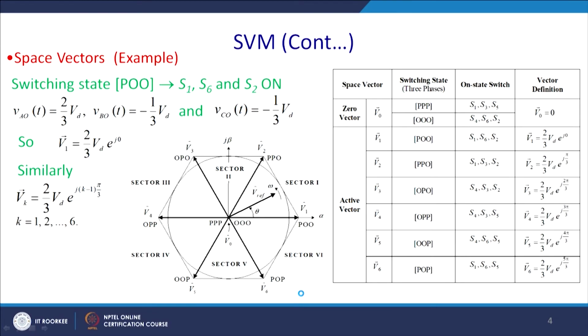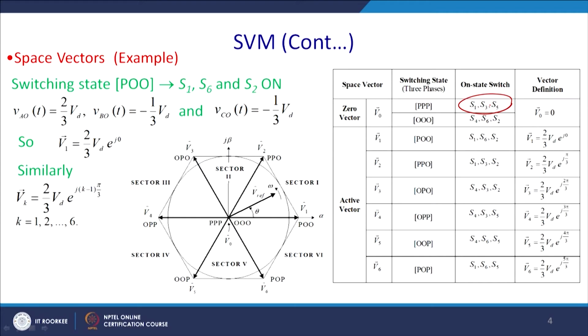Now, you see this. Please recall from our previous classes that the upper 3 switches of legs A, B, C are S1, S3, S5, and that is represented here as all the positive phases on, that is PPP, and ultimately you will get a null vector. And once all the lower switches are on, that means OOO, that is S4, S6 and S2, you will also get essentially the 0 voltage.